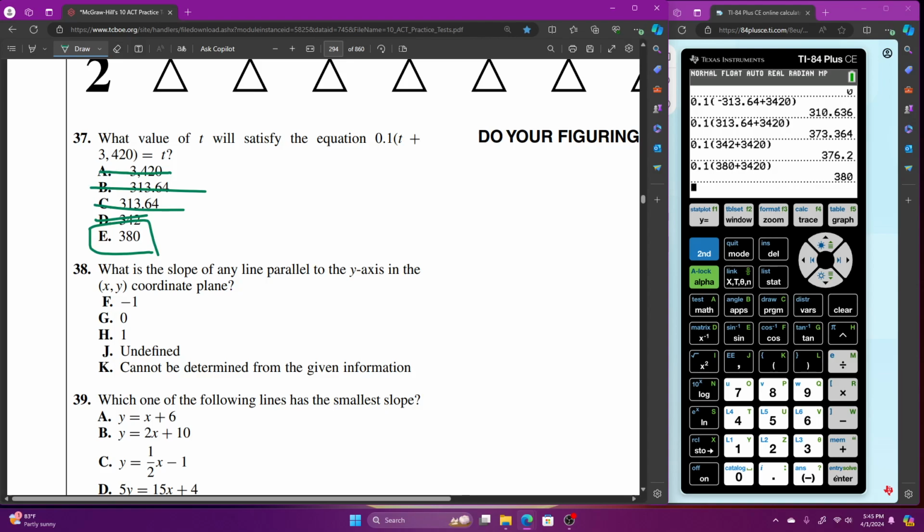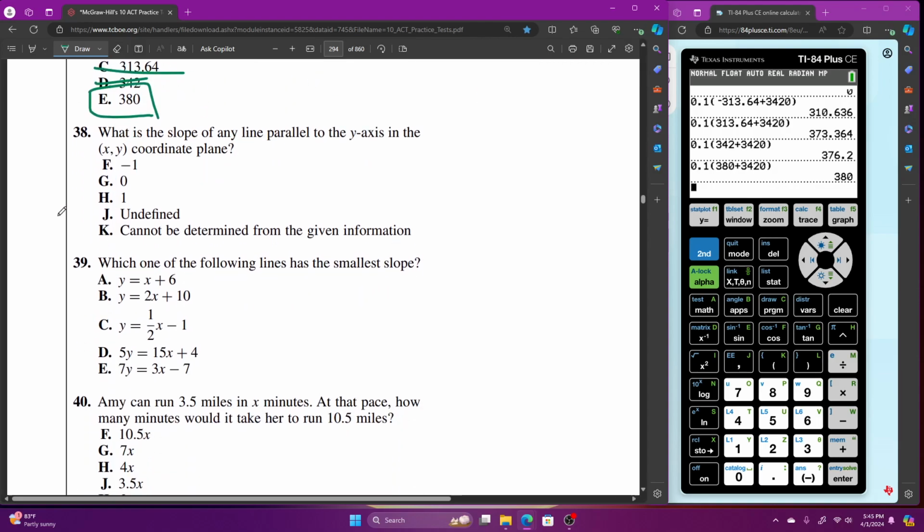Question number 38. What is the slope of any line parallel to the y-axis in the xy coordinate plane? This is kind of a definition. So think about it. You have your x, y coordinate plane. There's x, there's y. Any line that's parallel to the y-axis is going to be like my dotted line here, a straight up and down line where you have, it could be x equals, maybe that's a 4, whatever.